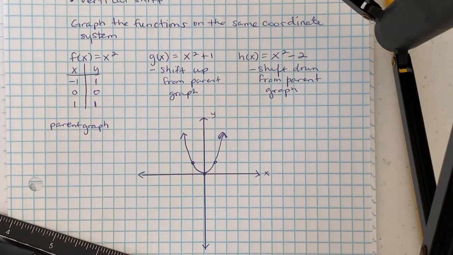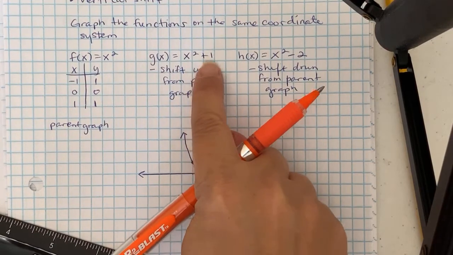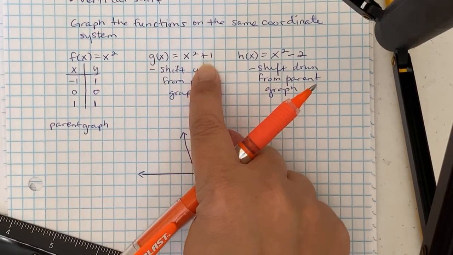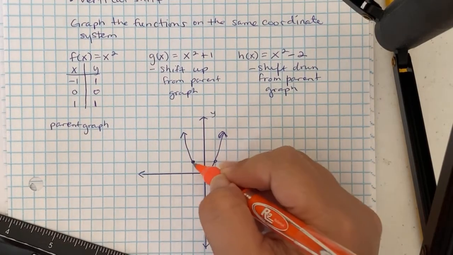Our second graph, parent graph, says it's a shift up. Well, it shifts up 1 unit because it says +1. So all your ordered points that you just plotted, the 3 points, you're going to bump them up 1 unit.